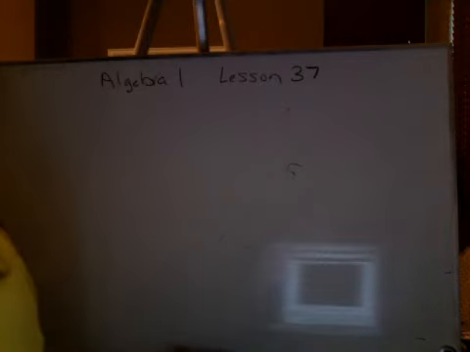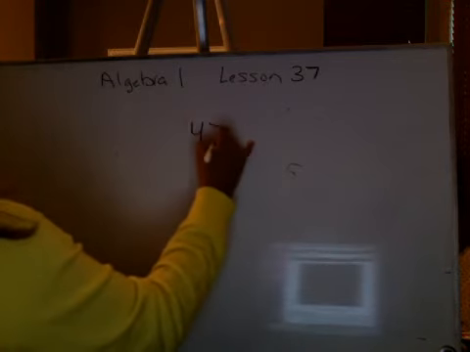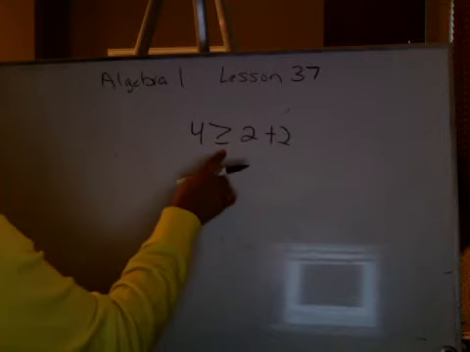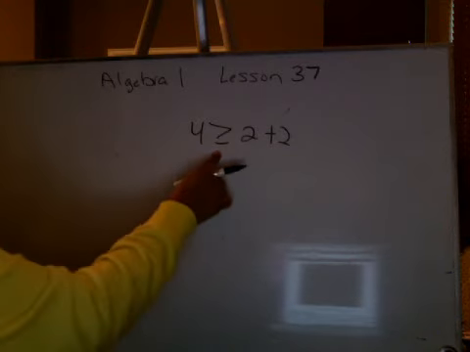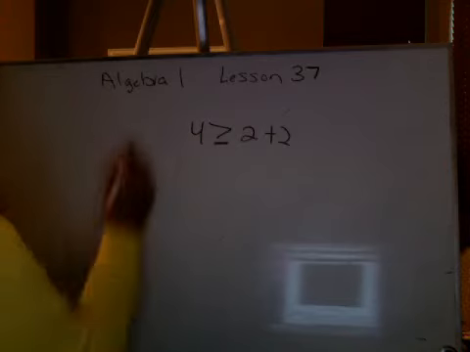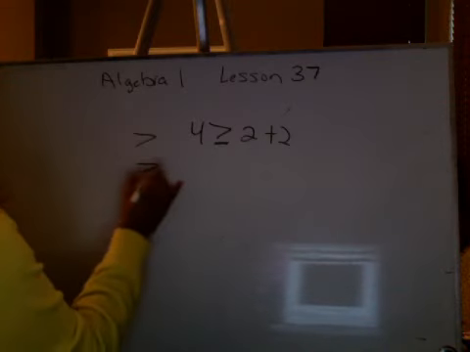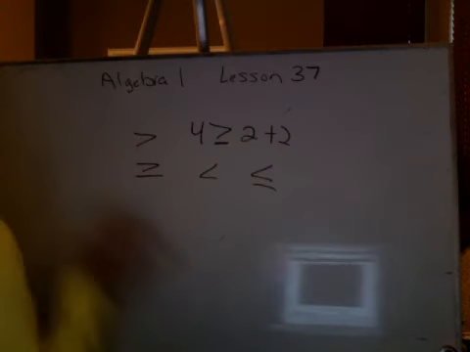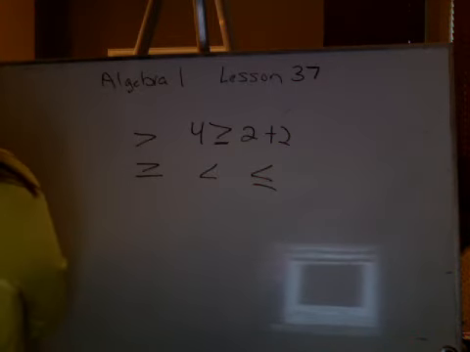We can also say this. We can say 4 is greater than or equal to 2 plus 2. This little symbol right here means equal to. So this is greater than or equal to, less than or equal to. And these are also called inequality symbols.